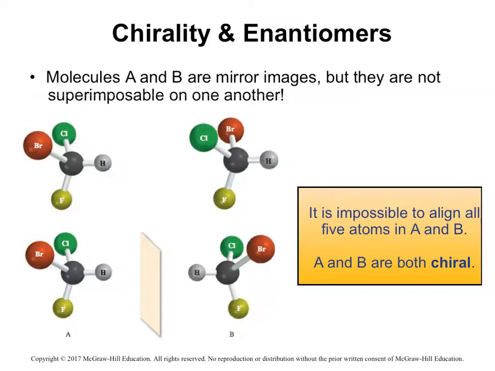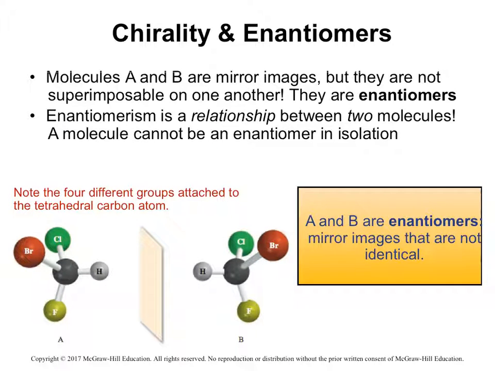All right, so this is just to show you that, yes, there are 4 different groups attached. It's non-superimposable. Therefore, they're called enantiomers with respect to each other. Okay.